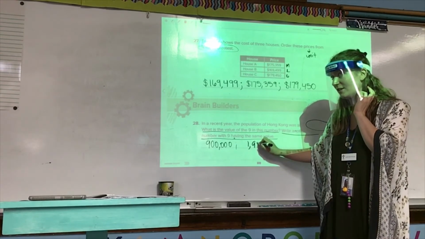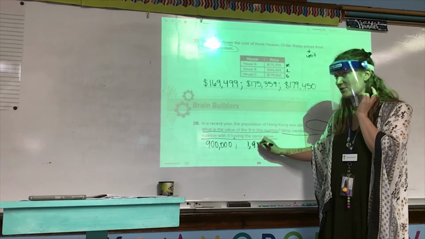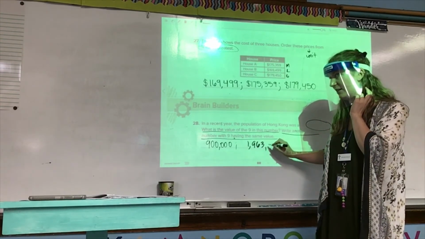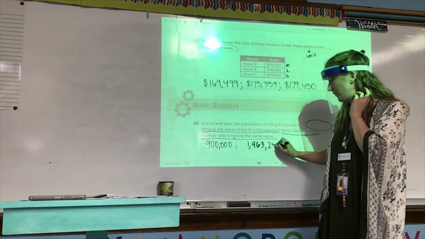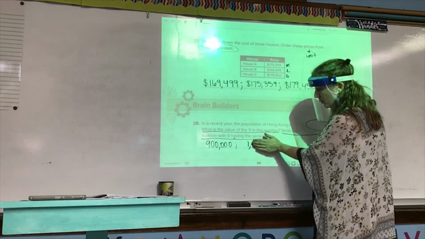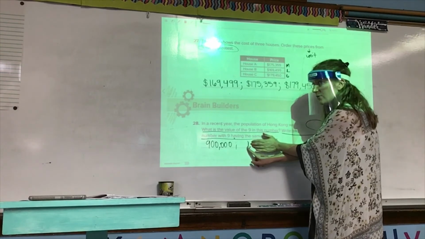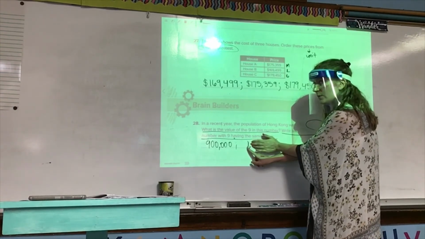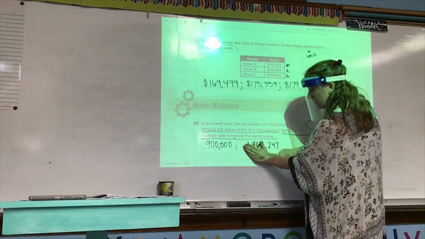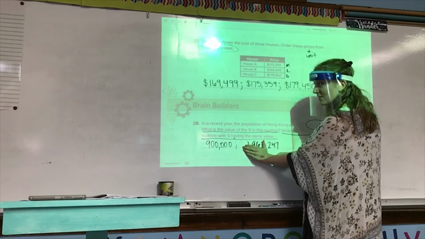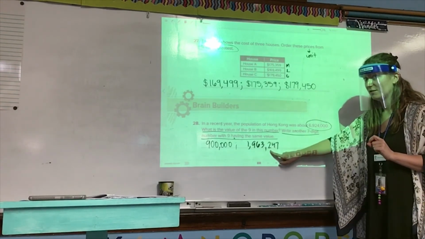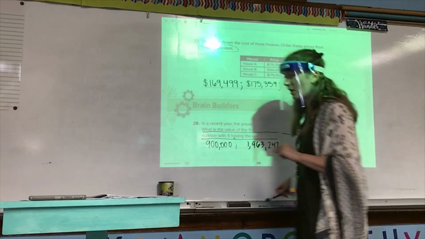1,900,000. Victoria, tell me the digits that you used. 1, 9, 6, 3, 2, 4, 7. So, remember, we look at the number, say the number. Victoria, say that number. 1,963,200. Oh, 963. Don't forget the name of the period. 247. Good.